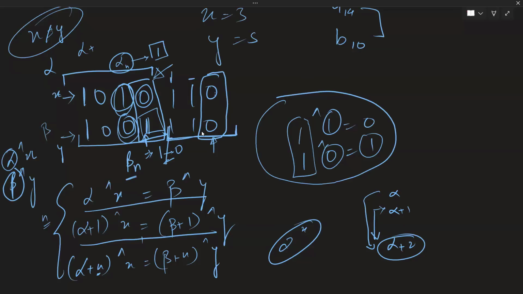But before this point, you can have anything in alpha, and the same thing in beta. Why? Because each of these is the same. So the first time you get the difference is this place where the bits are different. Before this point, you can have either of the two bits, 0 or 1 here, 0 or 1 here, 0 or 1 here. So 2 to the power x, where x is the number of positions which have the same bit from the last.